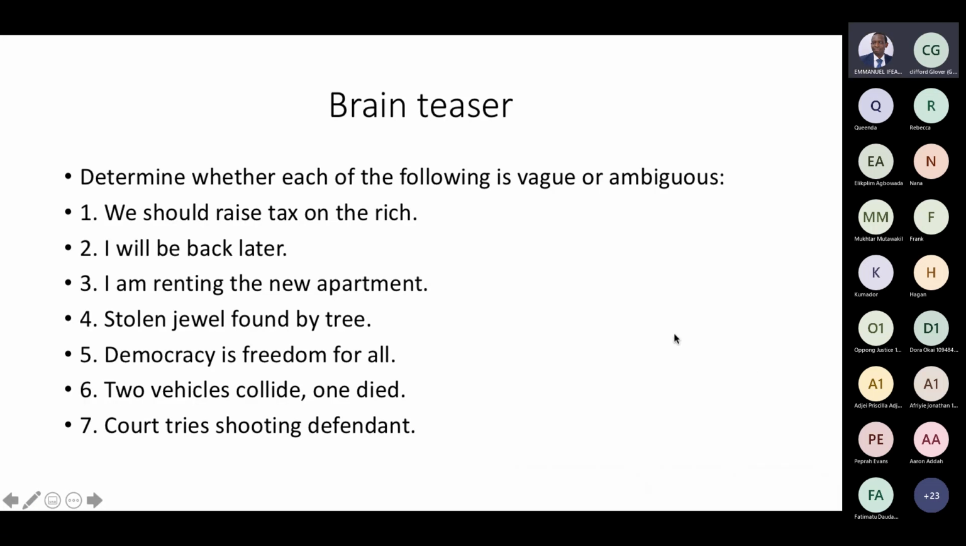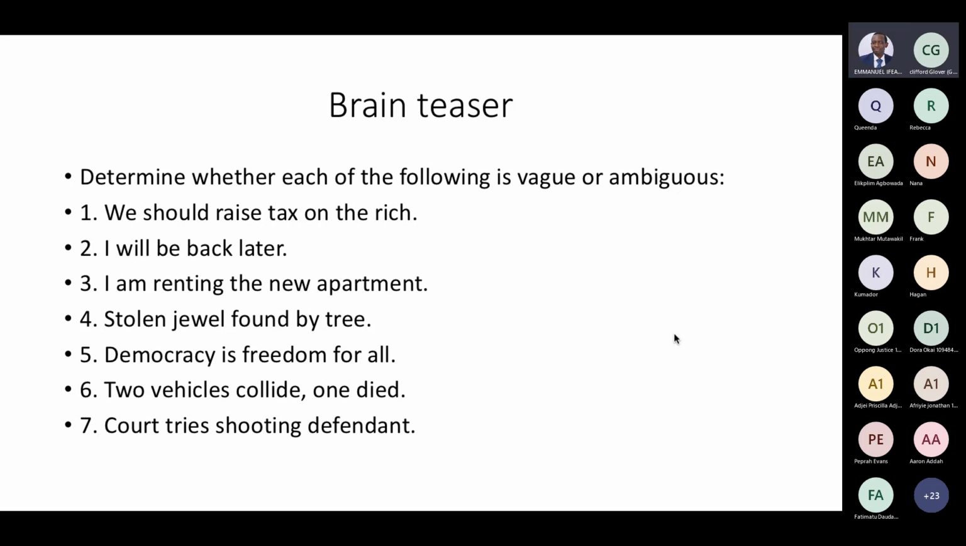Okay, so when you say we should raise tax on the rich, it's vague because the word rich has no boundary of application. Who are the rich? From what amount of money do we say that someone is rich? So there's really no boundary of application. So you can say it's vague. I'll be back later. Now, later is vague because later doesn't tell you any particular time. So it's vague.